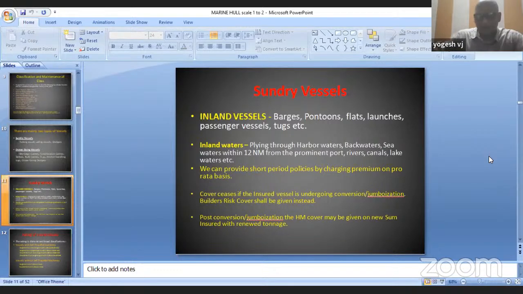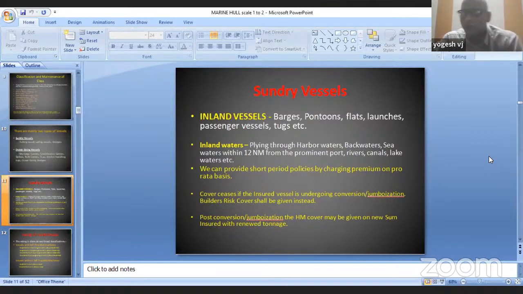Okay. Now, sundry vessels: barges, pontoons, flats, launches, passenger vessels, tugs, etc. These are all inland vessels. Now, regarding inland waters, there is one particular port, called the Tuticorin port. Tuticorin is somewhere in Tamil Nadu. That acts as a demarcation point. So everything on this side of Tuticorin is called the West Coast and everything on that side of Tuticorin is called the East Coast. Remember that if the vessel is supposed to ply only on the West Coast of India, it should not go beyond Tuticorin, and if the vessel is supposed to ply only on the East Coast of India, it should not go beyond Tuticorin. I hope I have made myself clear.